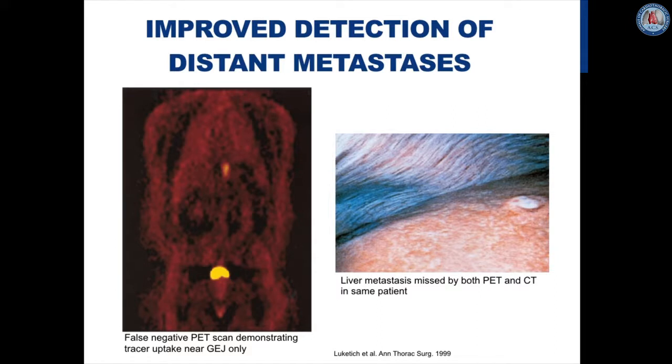Here are some figures from the study. On the left, we're seeing a false negative PET scan that demonstrates increased focal tracer uptake only at the site of the lesion near the gastroesophageal junction. This gives off the impression that the patient does not have distant metastatic disease. However, on the right, in the same patient, we can appreciate a 6 millimeter liver metastatic lesion that was identified by laparoscopic staging but missed by both PET and CT imaging.